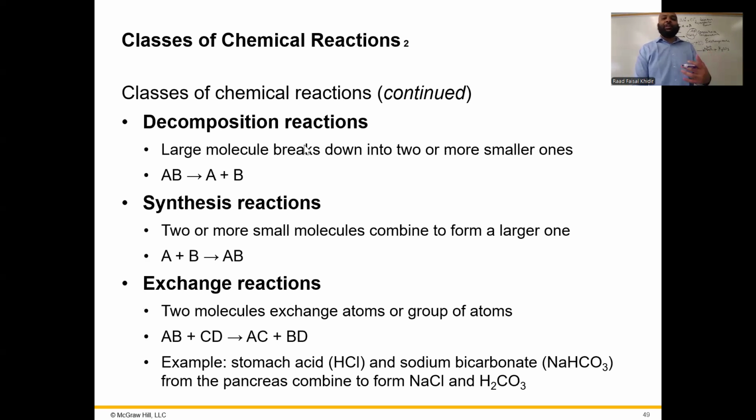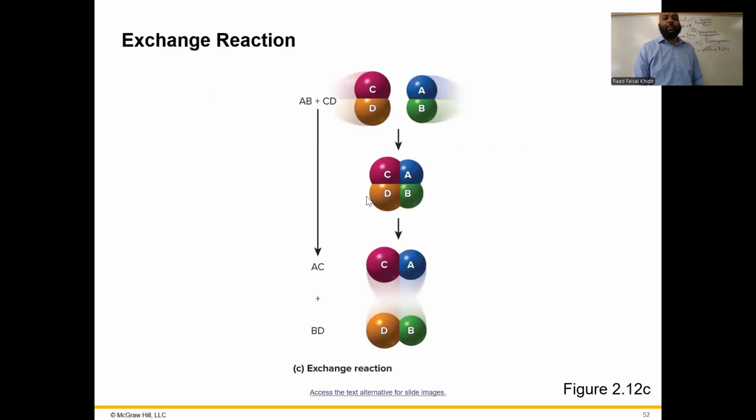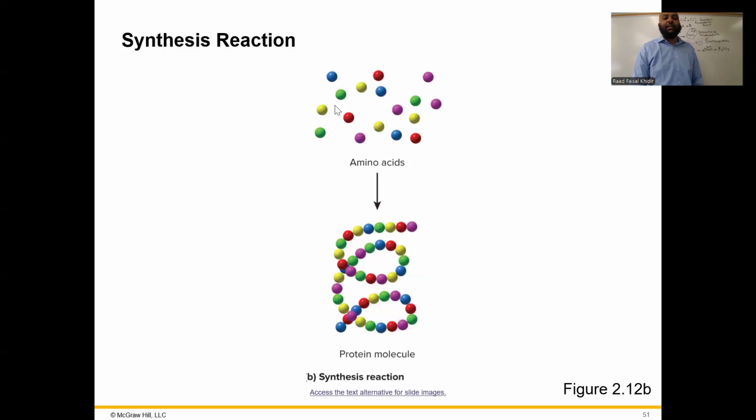So now you're just appreciating the different types of reactions that can happen. So what is that an example of? When you have a starch molecule that is broken down into little glucose molecules, that's an example of decomposition and catabolism. Here, little amino acids coming together to give me a big protein polypeptide chain, a protein molecule. That's an example of a synthesis reaction.